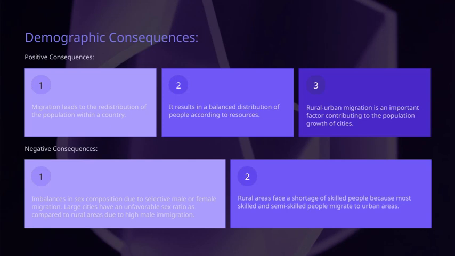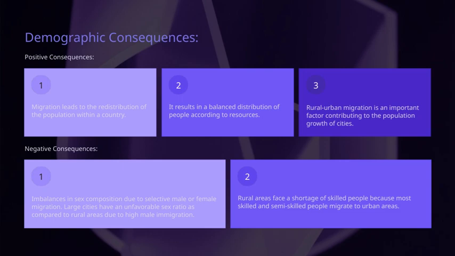Rural-urban migration is a significant factor that contributes to the growth of city populations. When people move from rural areas to urban centers, it often leads to a shortage of skilled individuals in the countryside because most of the skilled and semi-skilled workers tend to migrate towards cities.